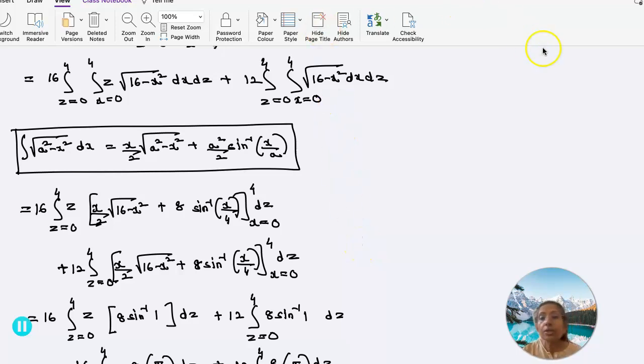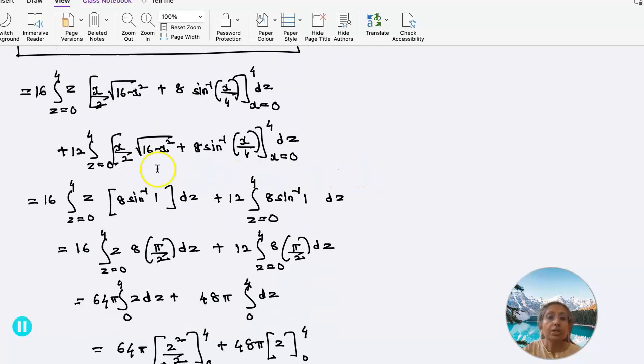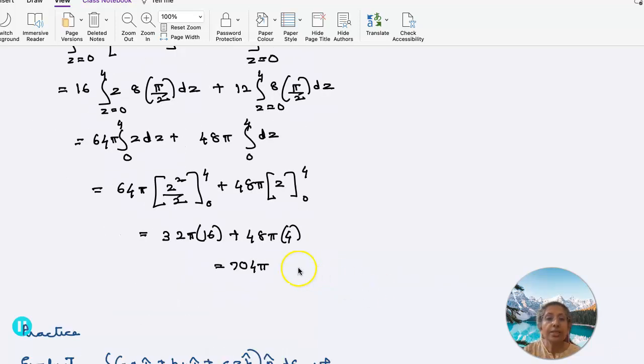So substituting within the limits x equal to 0 to 4, the first term becomes 0 and you get 8 sine inverse 1. And this becomes 12 into 8 sine inverse 1. And then you know that sine inverse 1 is pi by 2. So this is 16 integral z equal to 0 to 4 of z into 8 pi by 2, plus 12 integral z equal to 0 to 4 of 8 into pi by 2. So finally substituting, you will get it as 704 pi.